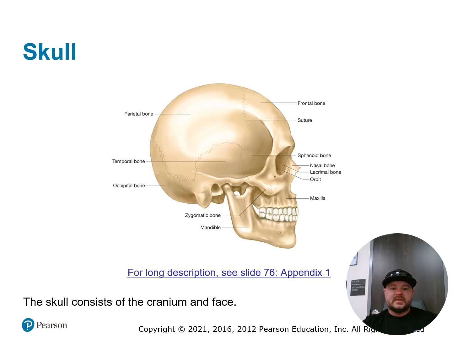Here's a picture giving that example. So you can see the cranium is made up of a few different bones: the frontal bone, parietal bone, temporal bone, occipital bone, and the sphenoid bone. And then you can see the smaller structures like the nasal bones, orbit, maxilla, mandible, and the zygomatic bone there on that side.